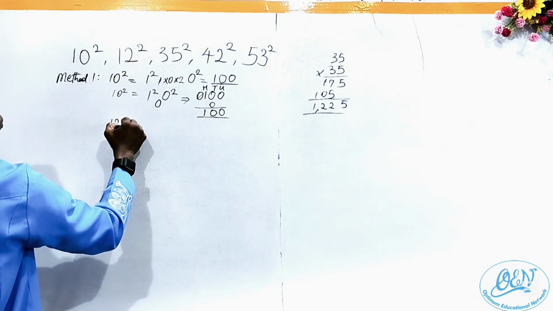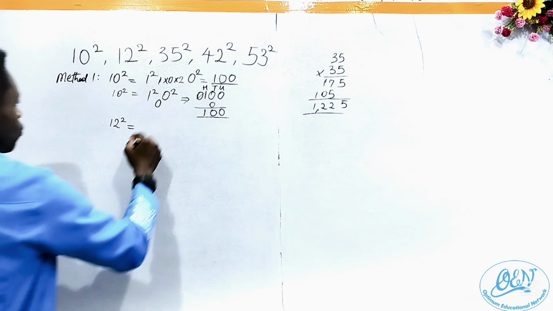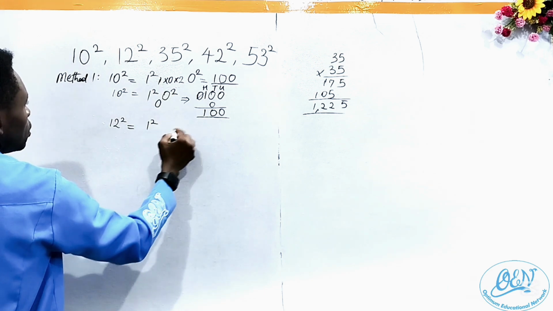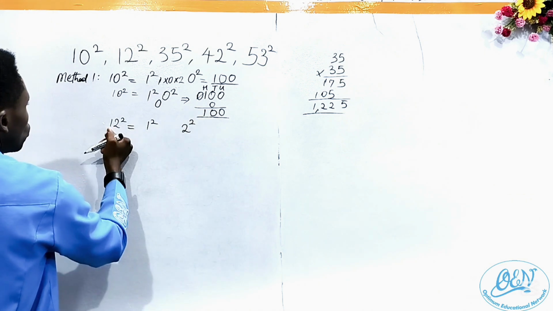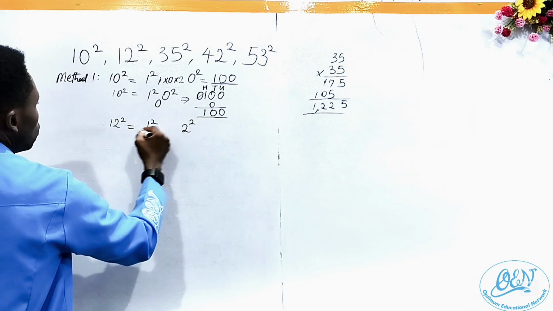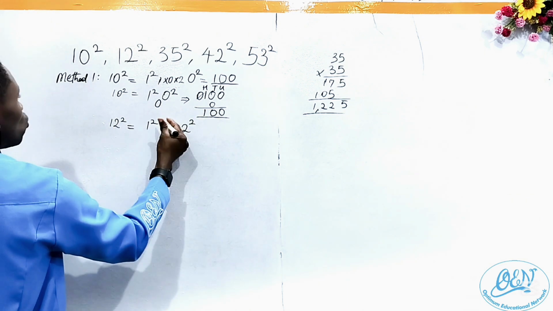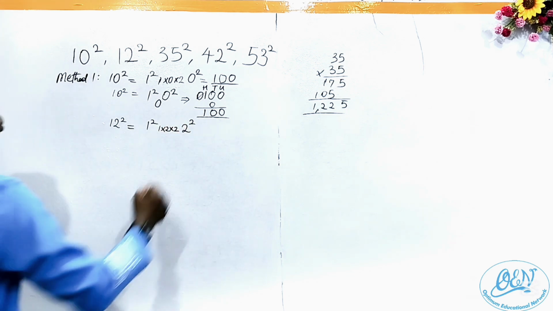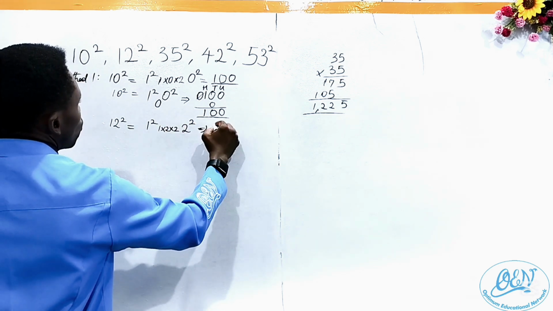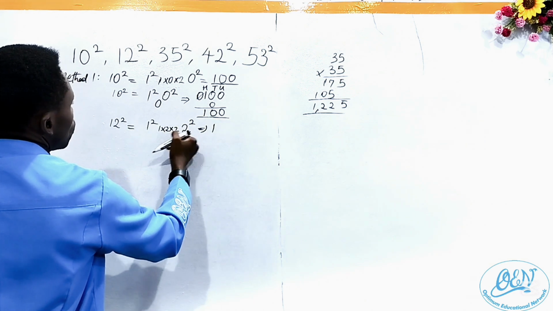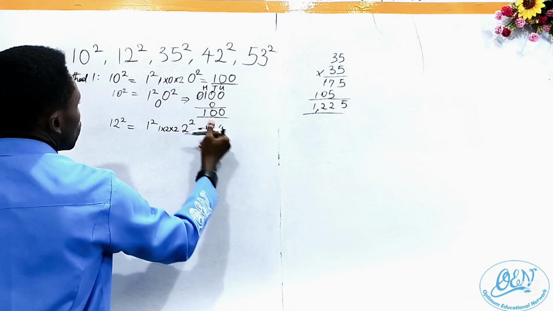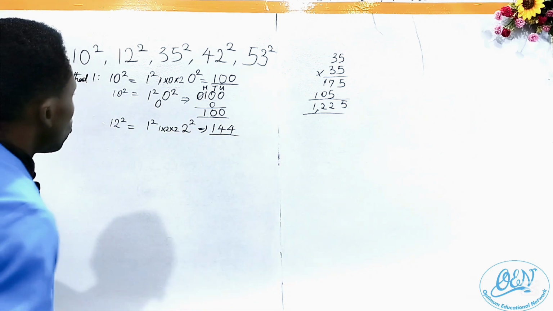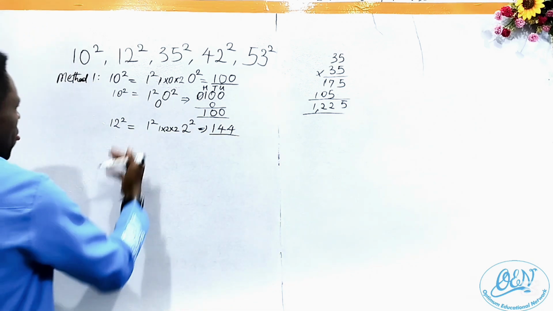So 12 squared. We'll do this by method 1 now. First number squared, last number squared. 1 times 2 times 2. So this is going to give us 1 squared is 1. 1 times 2 is 2. 2 times 2 is 4. And then 2 squared is another 4. So the square of 12 is 144.